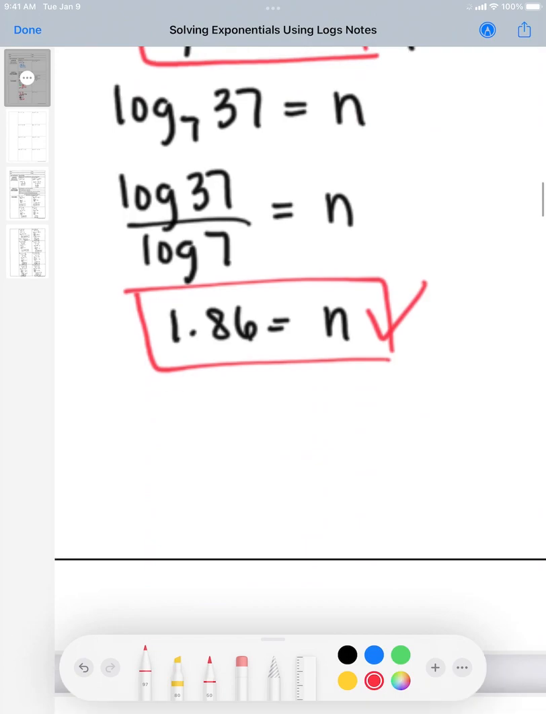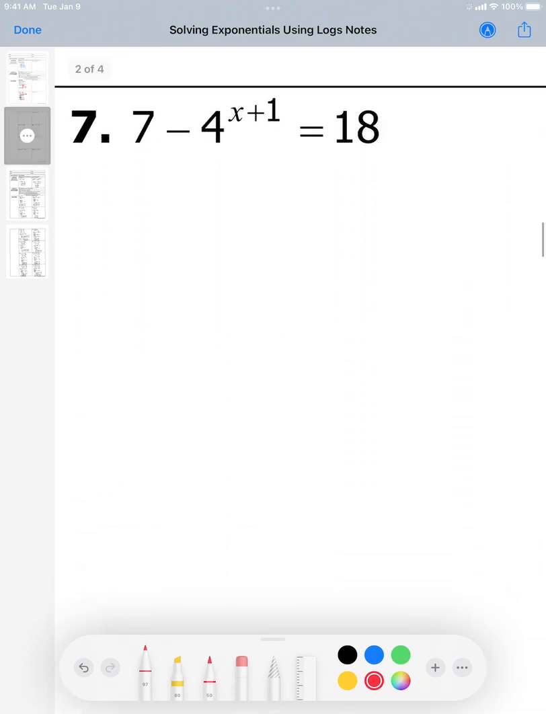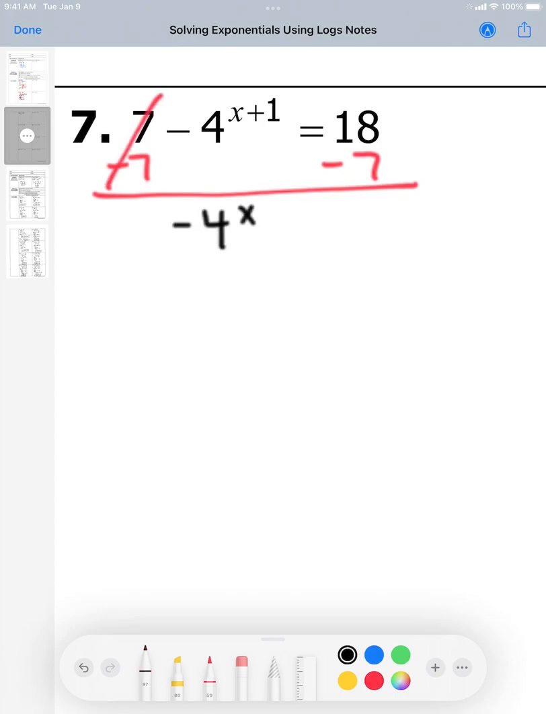Okay, let's move on to the next. Let's do number 7. So remember, simplest form. Do you guys see that 7 in front right here? Let's get rid of him. So this is a positive 7. So to get rid of that 7, we have to subtract 7 from both sides. So that leaves me with negative 4x plus 1 is equal to 18 minus 7, which gives me 11.